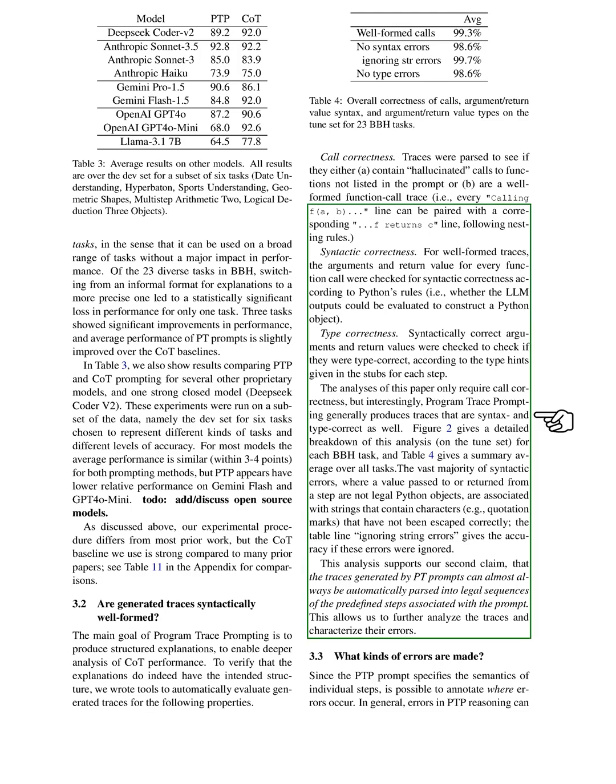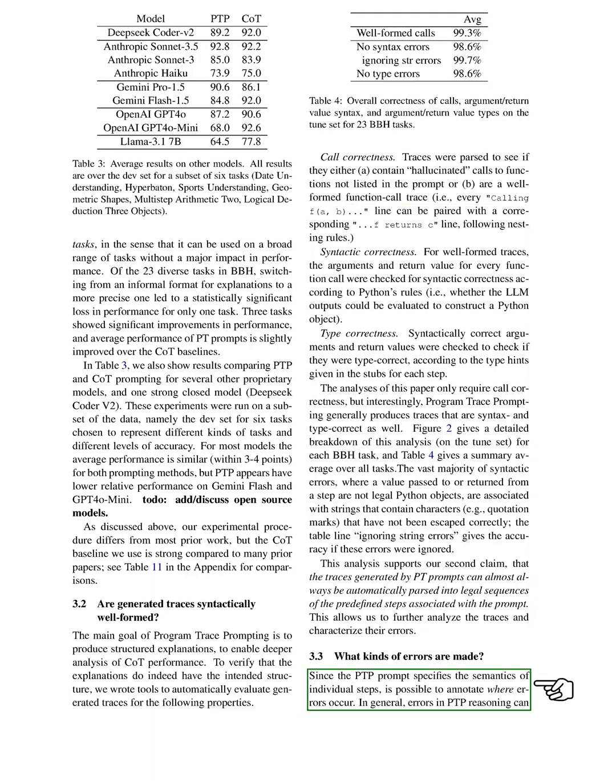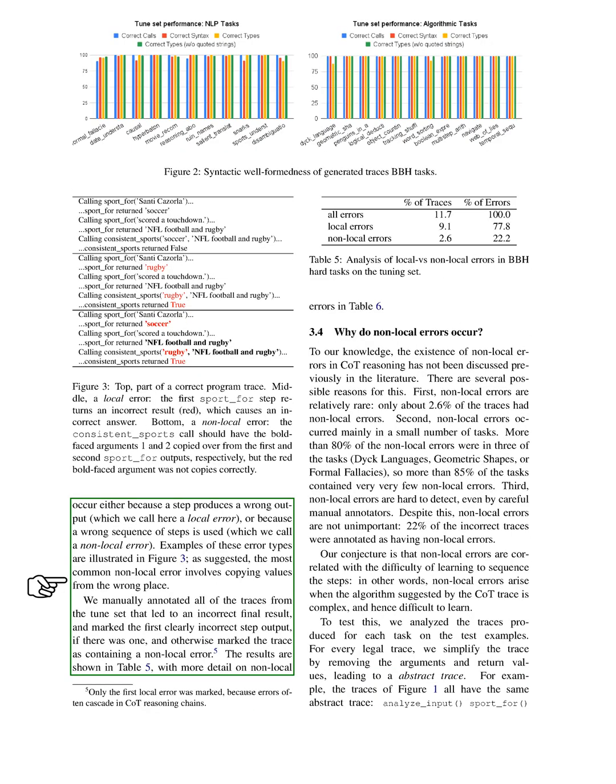Section. What kinds of errors are made? In this section, we explore the types of errors that can occur during reasoning with program trace prompting, PTP. The PTP prompt outlines the meaning of each step, allowing us to identify where errors happen. Generally, errors can be classified as local errors, where a step gives an incorrect output, or non-local errors, where the sequence of steps is incorrect.